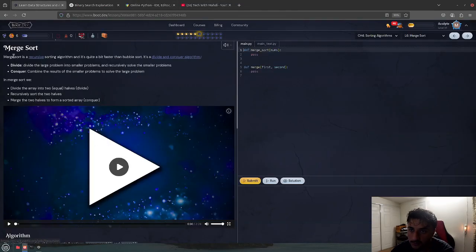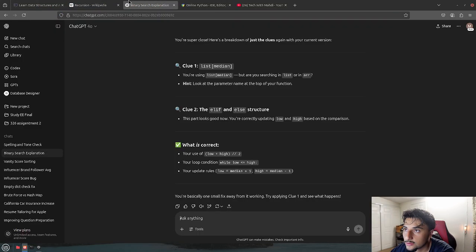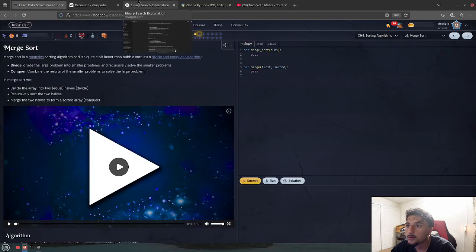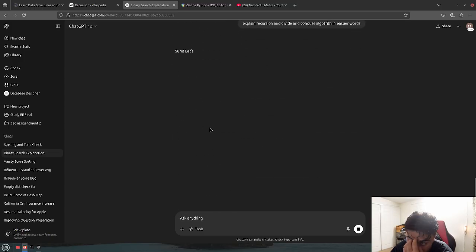Anyways, let's learn merge sort. So merge sort is a recursive sorting algorithm that's quite a bit faster than bubble sort. It's a divide and conquer algorithm. So recursion occurs when... Okay. Explain recursion and divide and conquer algorithm in easier words. Just trying to understand what's going on.